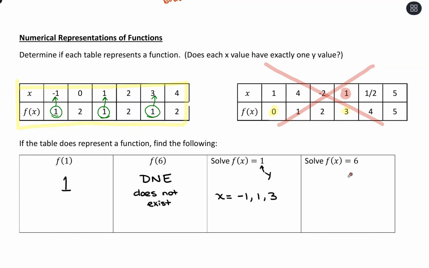Then with this last one where f of x is equal to 6, what we're going to do is look for where we have y equals 6 on our table, but what we'll see is it doesn't come up. And for this one, our answer changes a little bit because we're looking for a solution. We're trying to find all values of x where y is equal to 6. What we would write is no solution here. All right, so just a little introduction to functions there.